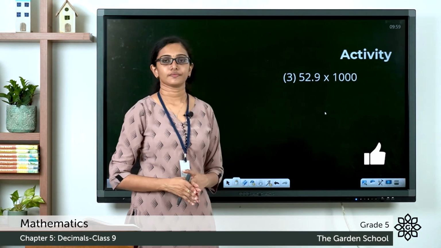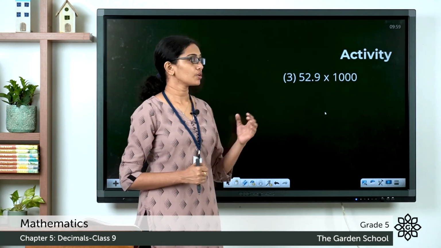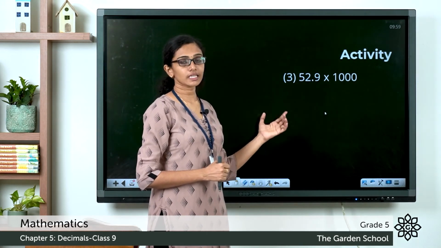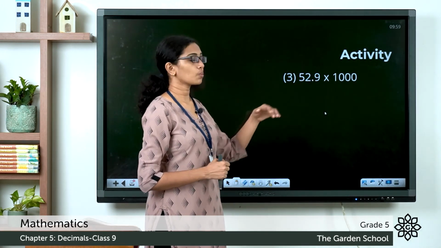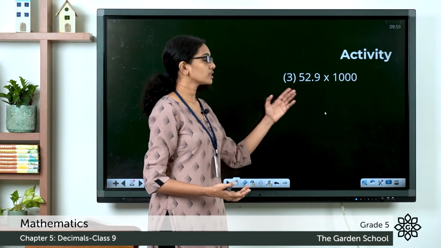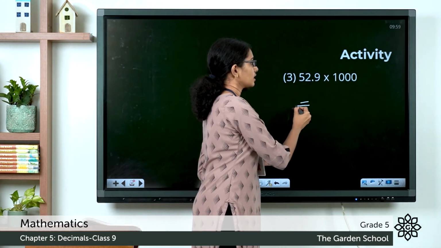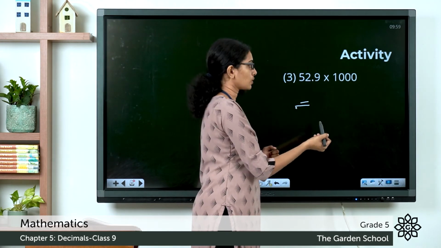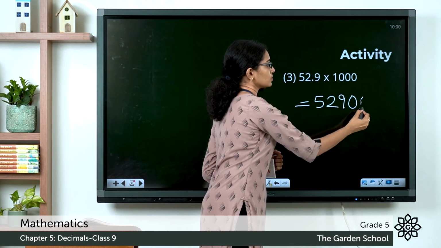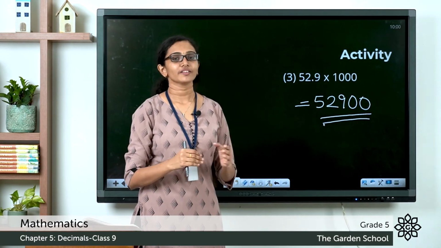Now the third question, 52.9 into 1000. So you are going to multiply by 1000. So you have to shift the decimal point 3 places to the right. But here there is only 1 digit after the decimal point. So you can add 2 more zeros to the right to correct the places. So the answer would be 52.9 into 1000 is equal to 52,900. Hope you got all the answers correct.